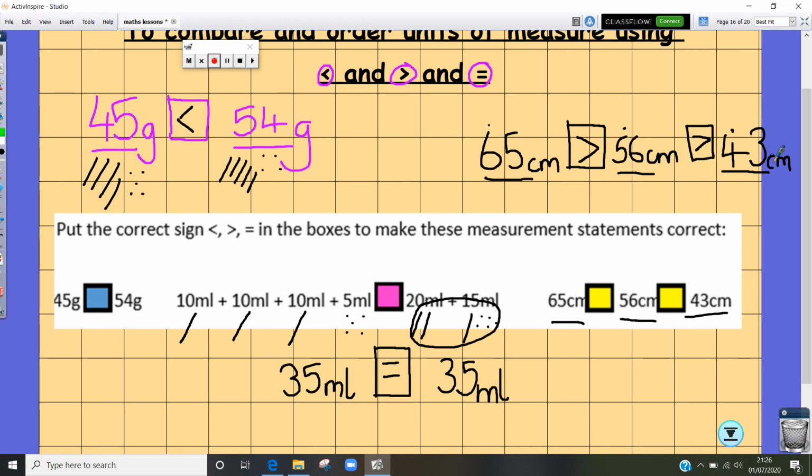So if you head over to the school website, you will find lots of these questions for you to have a practice at placing those symbols in the correct place, remembering to look to see whether it is a less than symbol that you need, a more than symbol that you need, or an equals symbol. If you're finding it tricky, just keep popping back to this page and it will really help you with your maths.